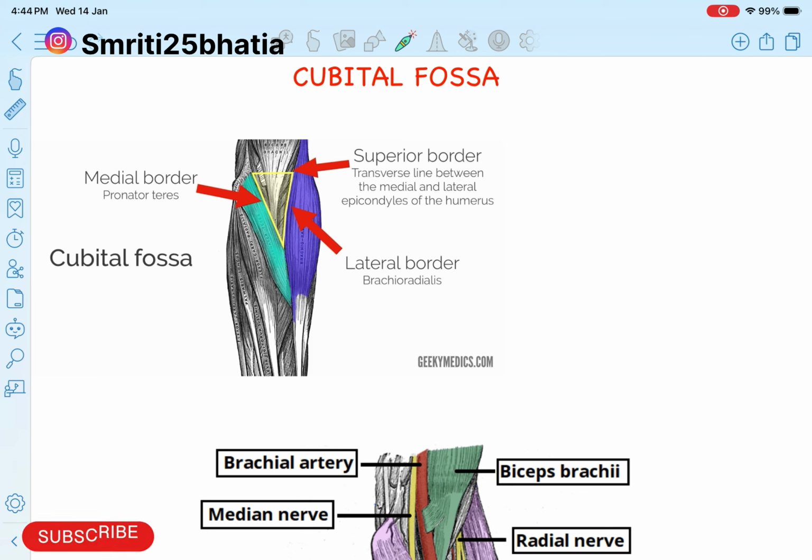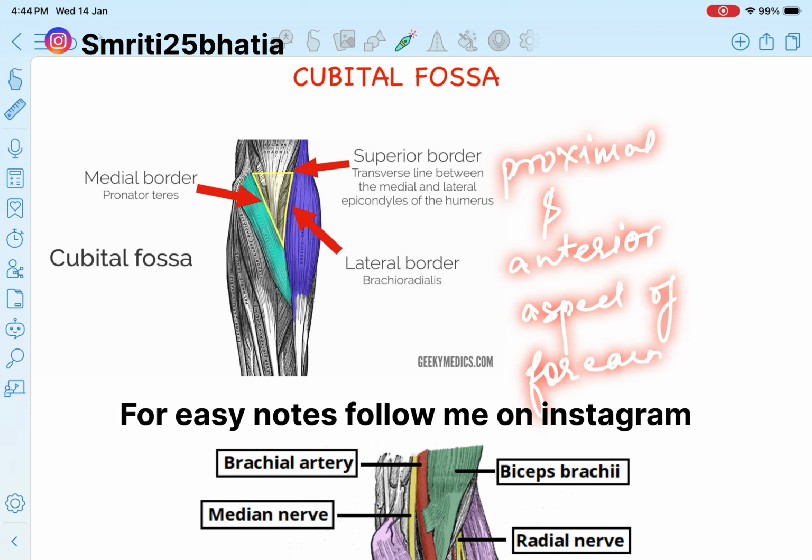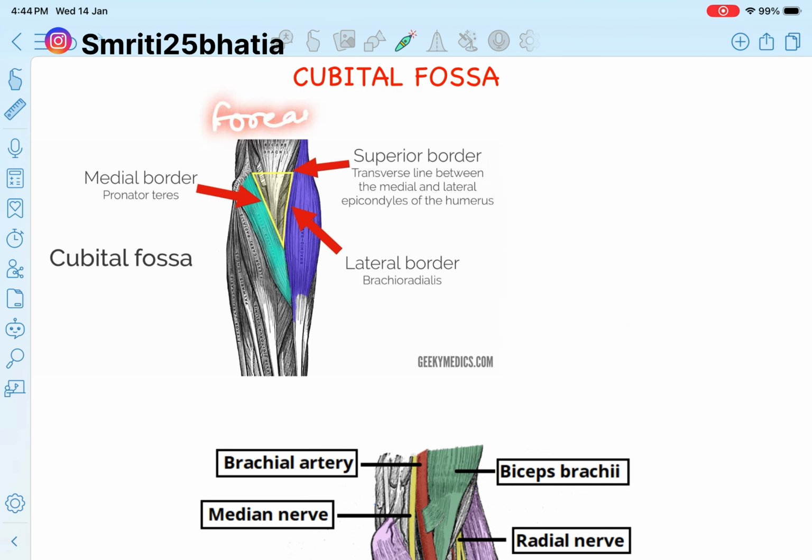So, what is cubital fossa? Cubital fossa is an inverted triangle that can be observed at the proximal and anterior aspect of the forearm. So, if this is the forearm, here we can observe a triangle that is known as the cubital fossa.